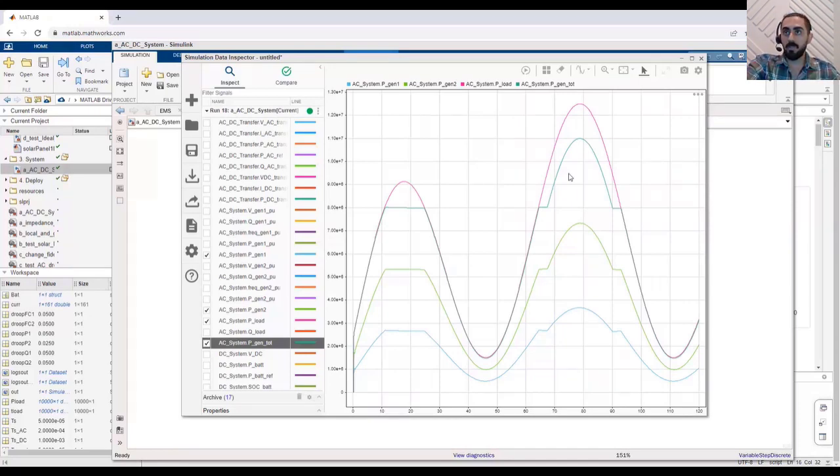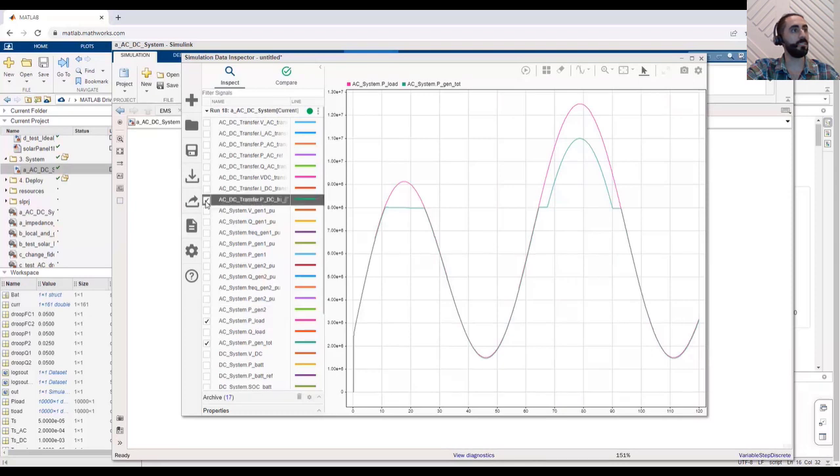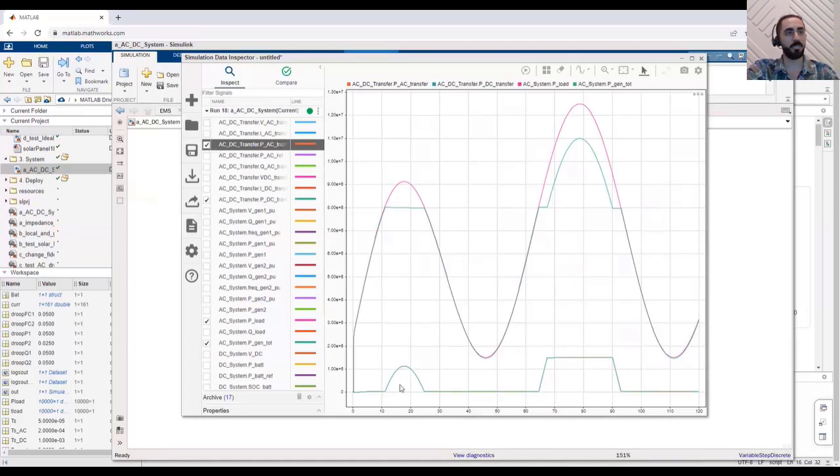Are we seeing what we expect? Is this a simulation problem or a control problem? Now I'm going to uncheck this to investigate this scenario. What's going on in here? The AC to DC power transfer, I'm going to check that one. AC, DC, PAC power transfer. I'm going to check that one as well. So let's look at what's happening.